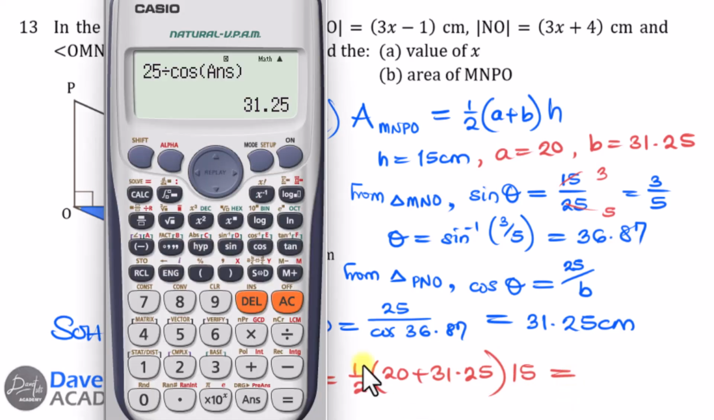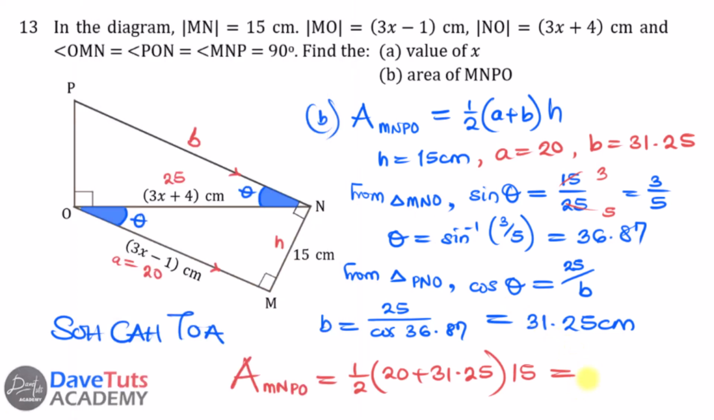So let's put this into the calculator to say we have 0.5 multiplied by 20 plus 31.25. I'm closing that bracket, then multiply by 15. Okay, so that's 384.375. So we have 384.375 centimeters square as the area of this particular shape MNPO, which we identified to be a trapezium.